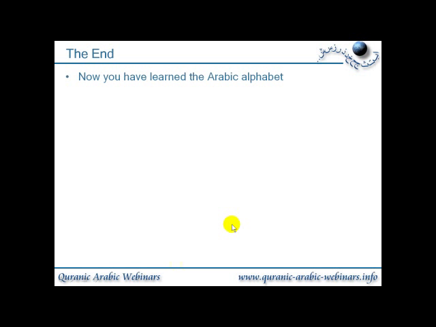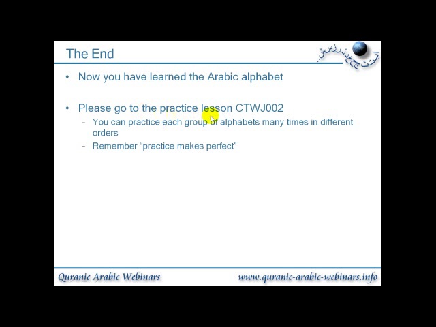The end. Now you have learned the Arabic alphabet. Please go to the practice session CTWJ002. You can practice each group of alphabets many times in different orders. Remember, practice makes perfect.